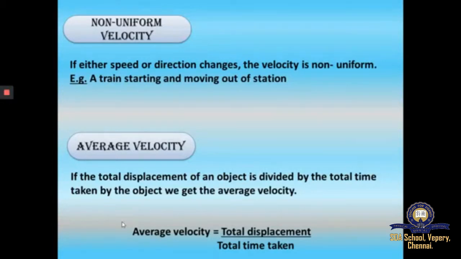Average velocity. If the total displacement of an object is divided by the total time taken by the object, we get the average velocity. So average velocity is equal to total displacement divided by total time taken.